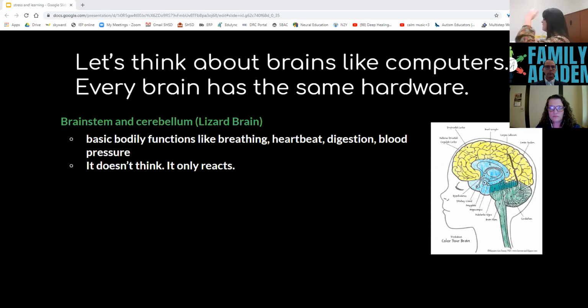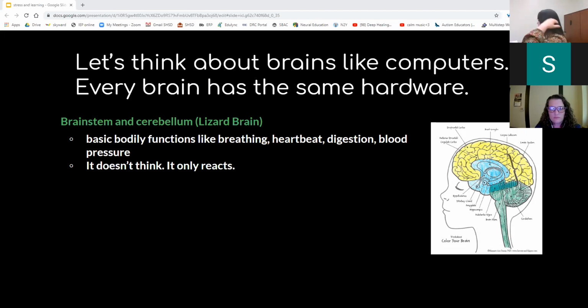Basically, I typically talk about the brain from the back to the front, or from the bottom to the top. The brainstem and the cerebellum are located at the base of your skull, with the brainstem extending down into the spinal cord. This part of our brain is responsible for basic bodily functions, things that have to happen automatically in order to keep us alive. We don't want to have to remind ourselves to breathe or to consciously think about making our heart beat. We need those things to happen automatically in order to stay alive. So this part of our brain doesn't think. It only reacts, and it's super important for these basic bodily functions.